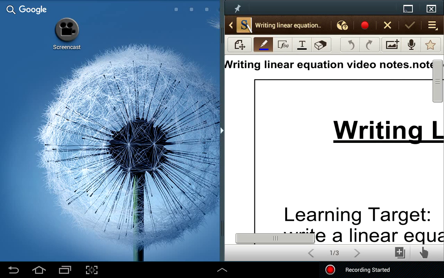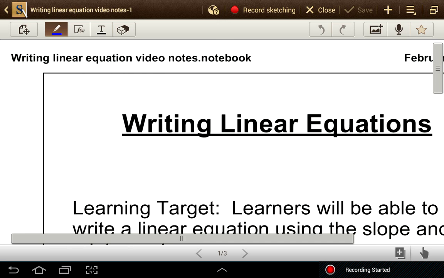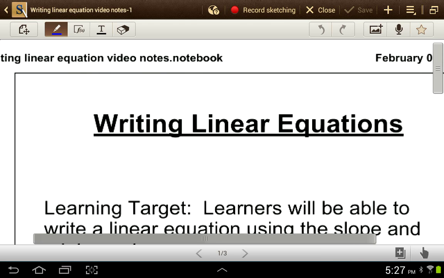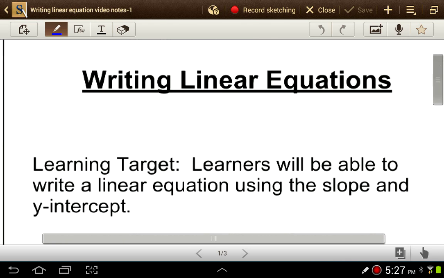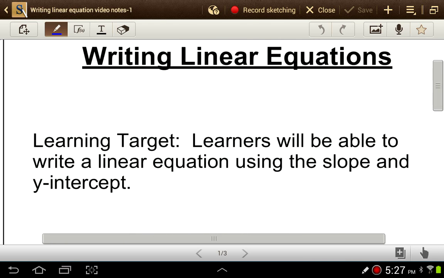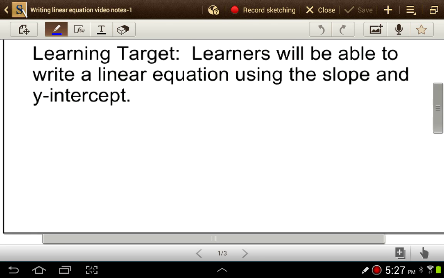Okay guys, our lesson today is going to be on writing linear equations. A learning target for today is learners will be able to write linear equations using the slope and y-intercept. So we're going to do slope-intercept form. You need to find the slope, you need to find the y-intercept, and then we can write our equation from there. Let's go to our first example.